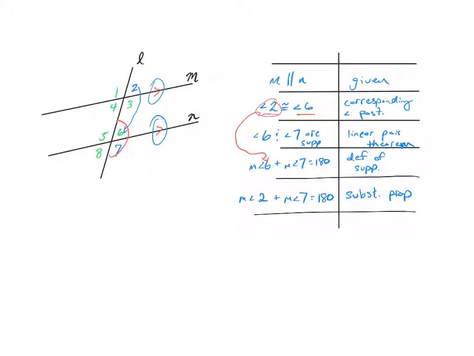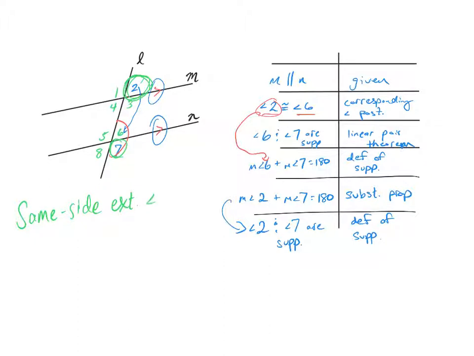And lastly, I can say, hey, if they add up to 180, that means they're supplementary. And how did I go from one step to the next? Well, that's because I know the definition of supplementary. All right, so what I've just done is I've proved that angle 2 and angle 7, which are same side exteriors, I proved that they're going to be supplementary, just like the same side interiors.